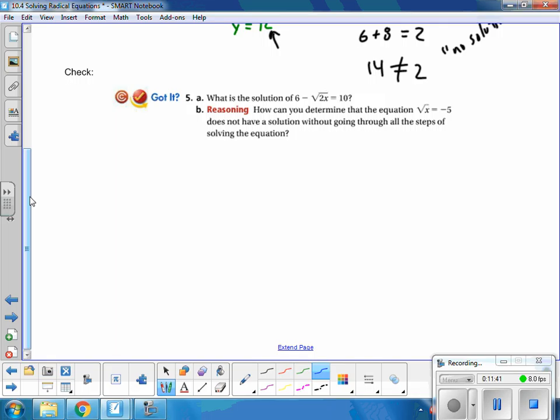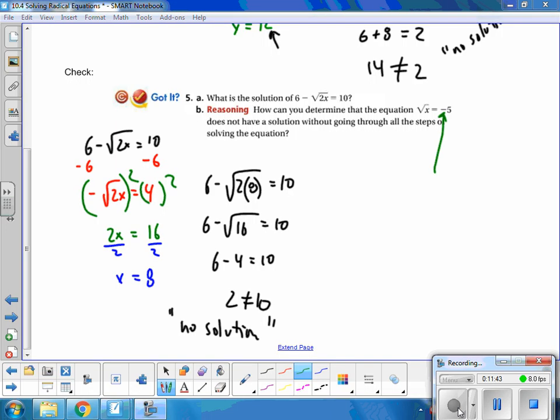Let's pause. All right, when you look at this example here, I simplified the 6 out, and I squared both sides, and I end up with 2x equals 16, and I'm checking 8. I substitute 8 in, and I found out that 2 does not equal 10, and this would be no solution. The 8 is extraneous.